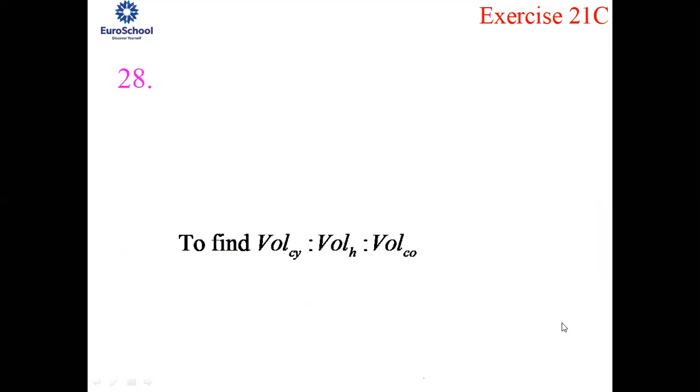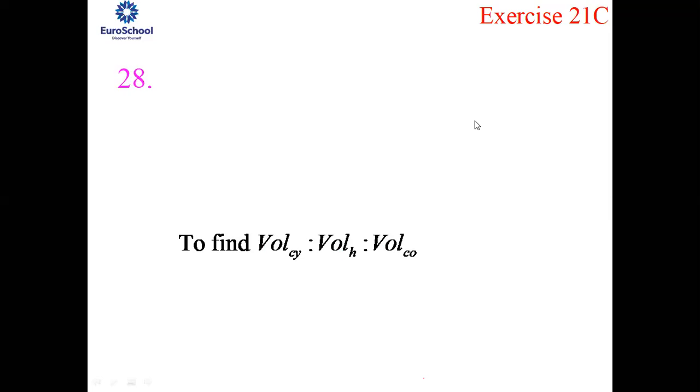I'll just read it out. A cylinder, a hemisphere, and a cone have equal base diameters and have the same height. Prove that their volumes are in the ratio 3:2:1. Okay. Now, what is being given to us? There's no figure, and no values are given to us. So we'll just check out what is being given.